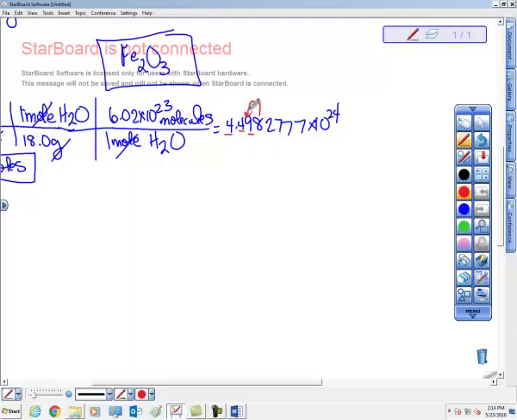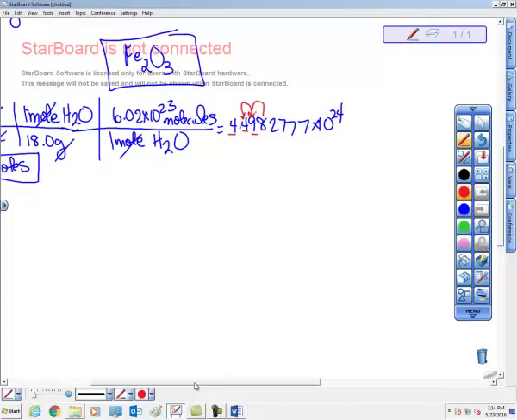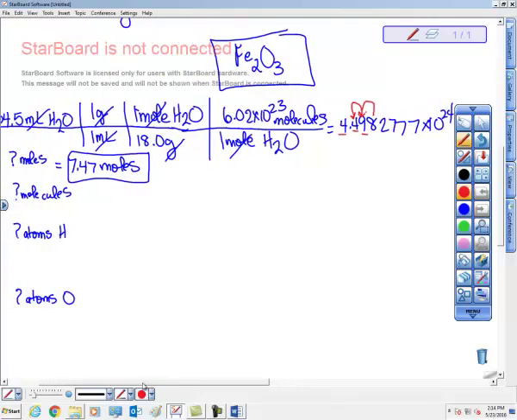Do you guys remember what you need to do? The 9 will turn into a 0, and then what changes? Yeah, the 4 changes to a 5. So the 9 will change to a 0, and the 4 will change to a 5. So this will give you actually 4.50. We're going to include the 0 at the end because it is significant, because it's after a decimal. And then we're going to go times 10 to the 24, and this is how many molecules you have. There we go.